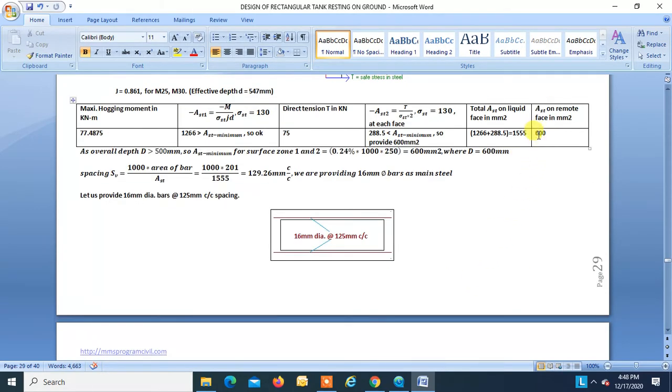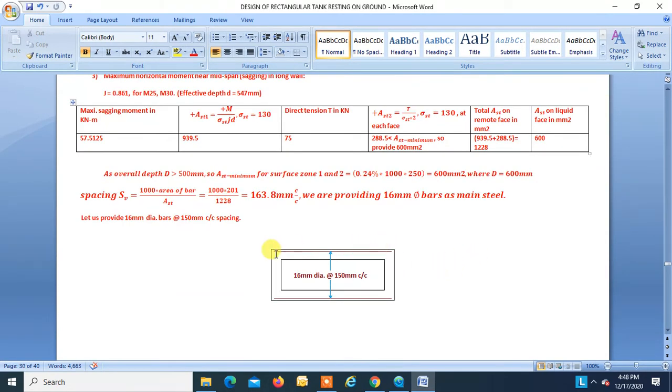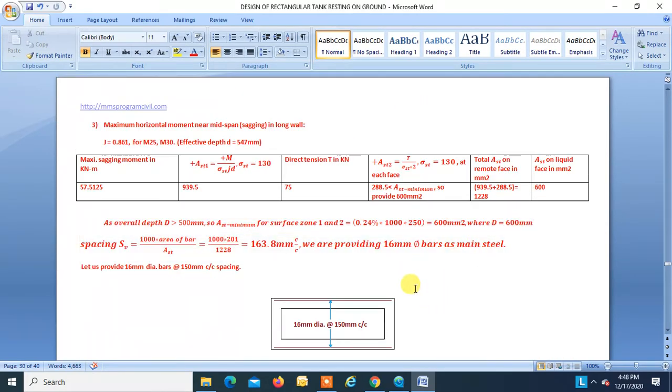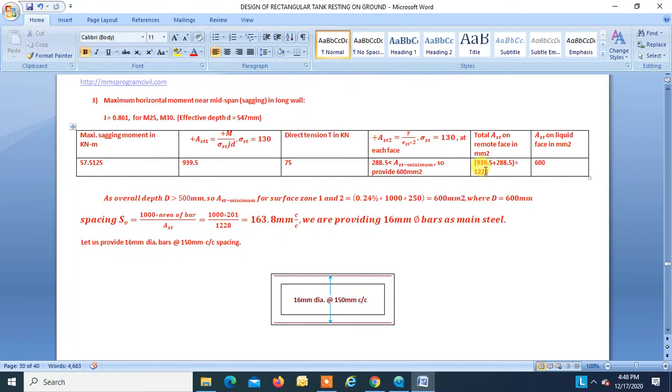And over here this steel is required at the face, right here and here. And so over here at face, or you can say at support, we are providing 1228, which is greater than 600, so that is also satisfied. So let us find the spacing. This is 1228, so spacing is equal to 1000 into area of bar divided by AST. We are using 16 mm dia bar. The spacing is 163.8. We will provide 16 mm dia bar about 150 mm center to center. So we are providing 16 mm about 150 mm center to center.